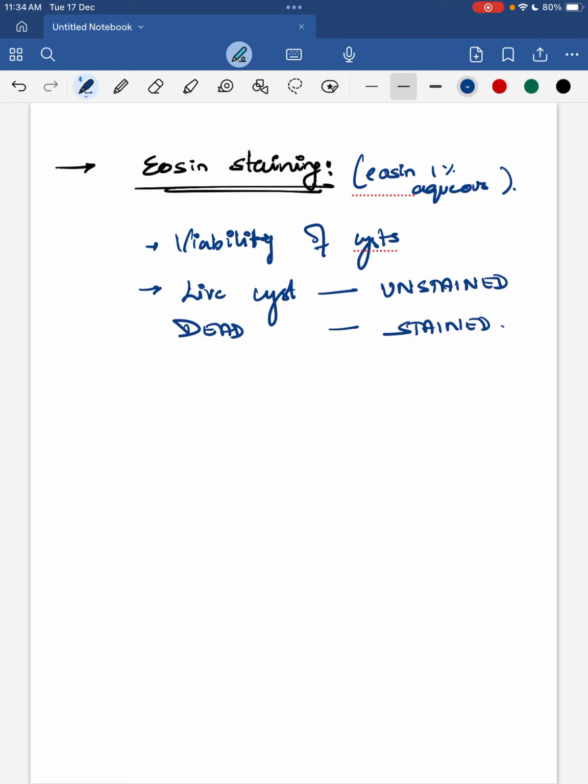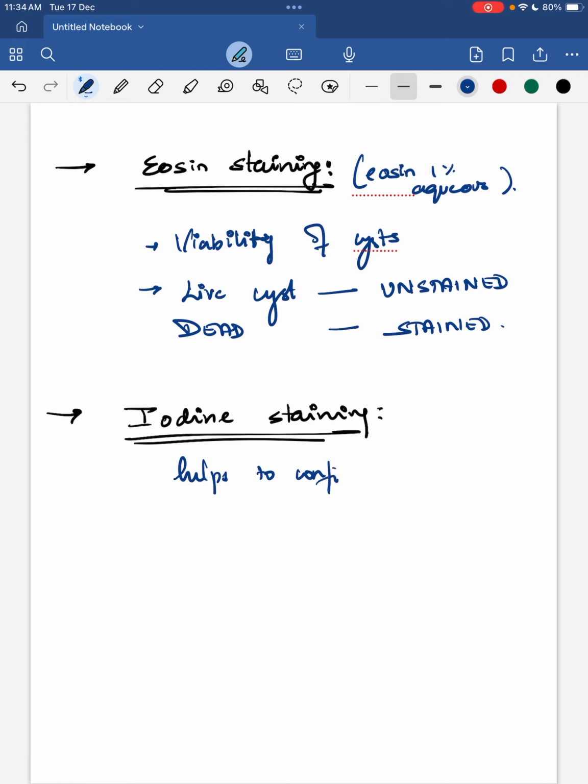The fourth one will be your iodine staining. In iodine staining, it helps to confirm the identity of the cyst. It shows whether it belongs to which group of organism, whether it is helminths or protozoal organism. So it helps to confirm the identity of your cyst, right?